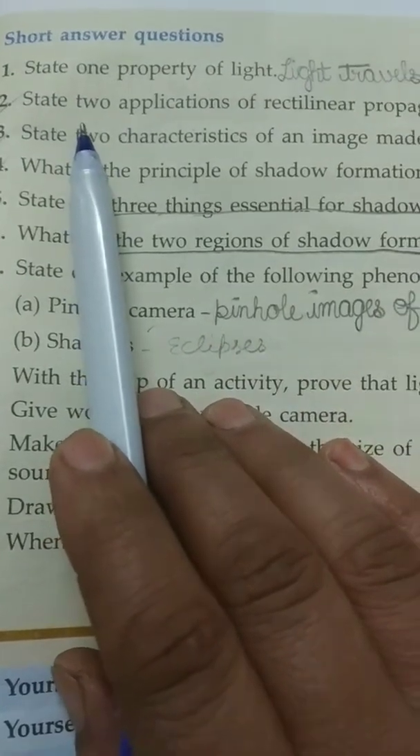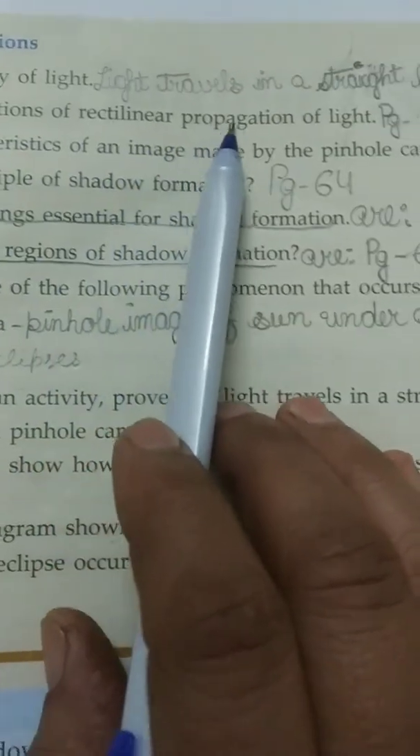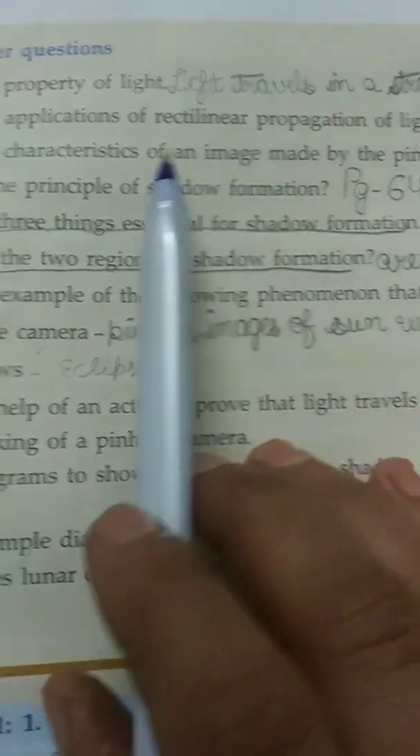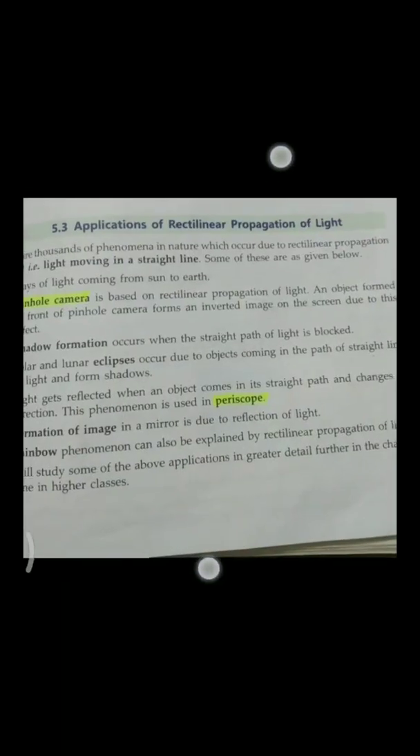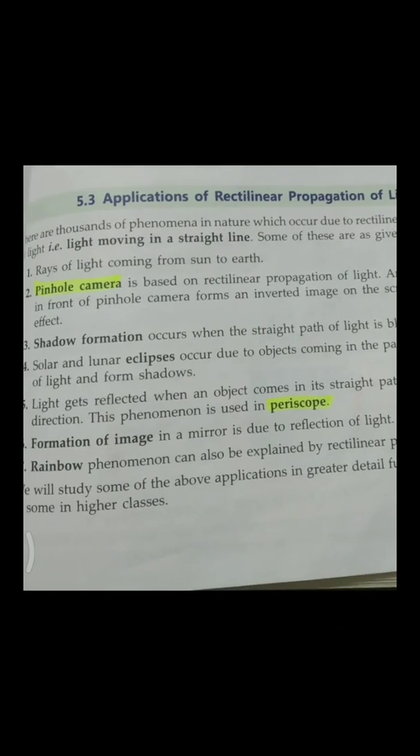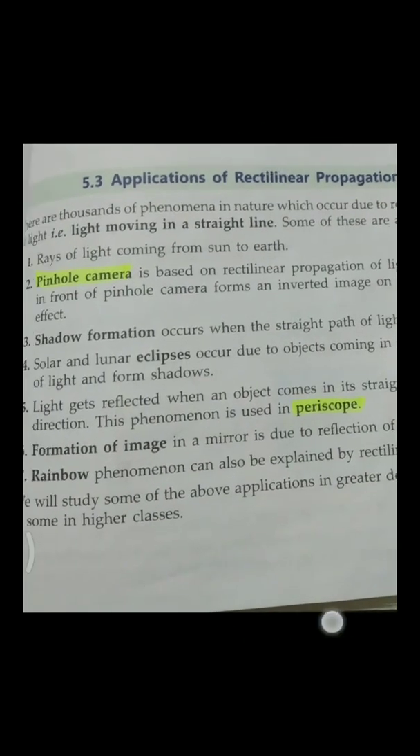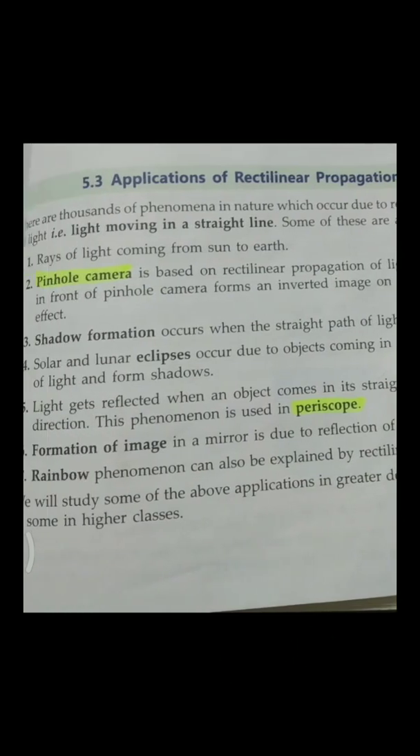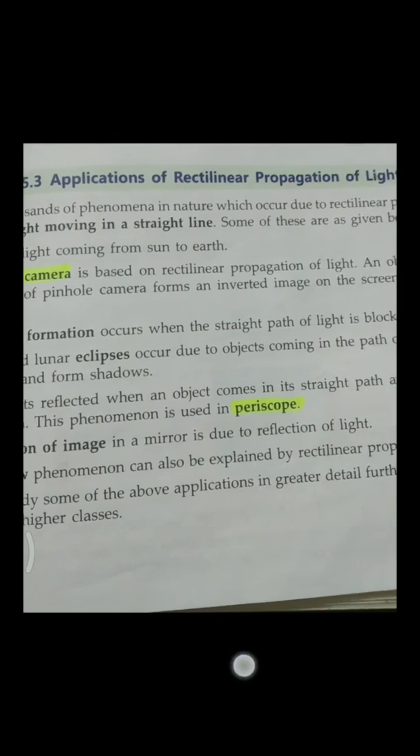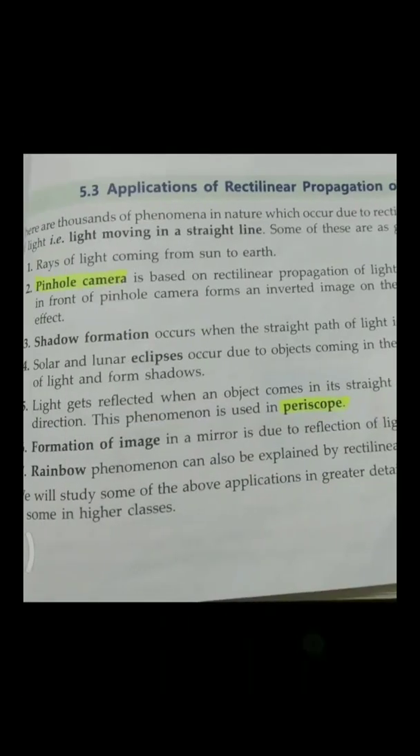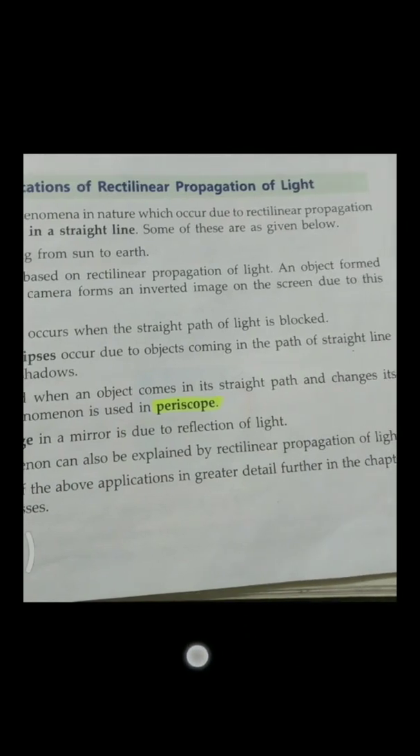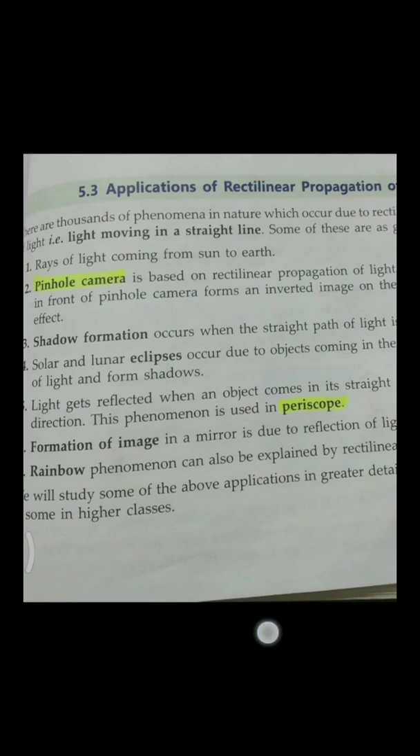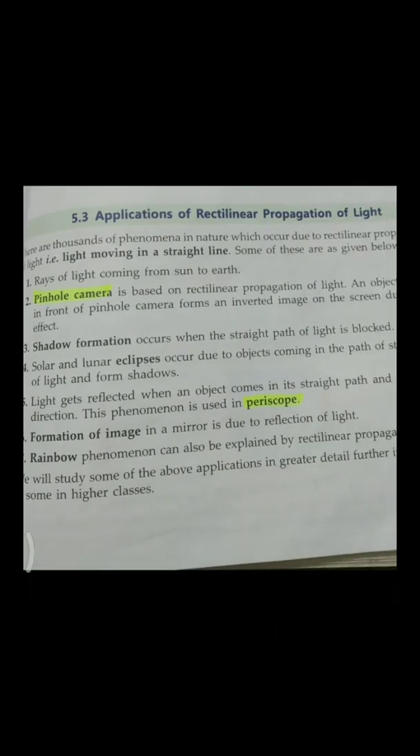Second question, state 2 applications of rectilinear propagation of light. Second answer, applications of rectilinear propagation of light. First, rays of light coming from the sun to earth. Second, the pinhole camera is based on rectilinear propagation of light. Third, shadow formation occurs when the straight path of light is blocked. Fourth, solar and lunar eclipses occur due to an object coming in the path of the straight line of light and forming a shadow. Any 2 points you have to write.